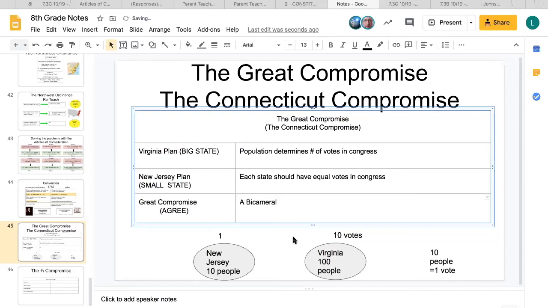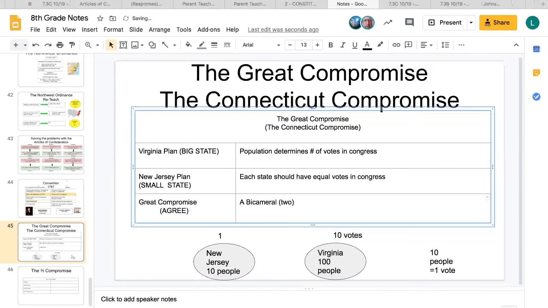Bicameral. So we're going to repeat after me again. Bicameral. Here I have the kids say the word in funny voices, just to make it fun. And what does bicameral mean? 2. So how many legislators are we going to have? So if we're going to have 2 legislators, which plan are we going to do?